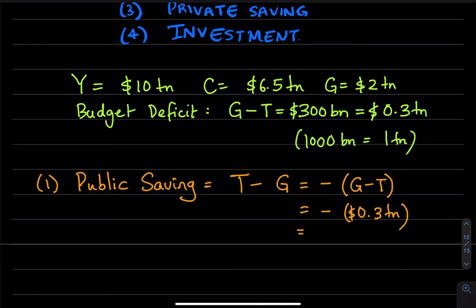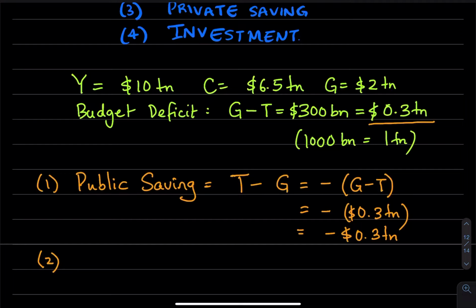In other words, we're saying that if the budget deficit was $0.3 trillion, that just means that public saving, or the budget surplus, is negative $0.3 trillion. Okay. So we've solved for public saving here.